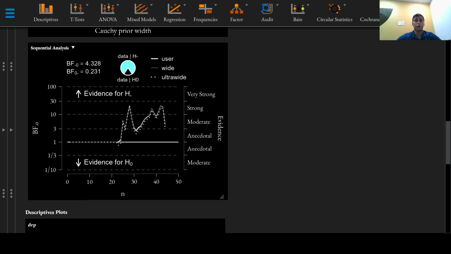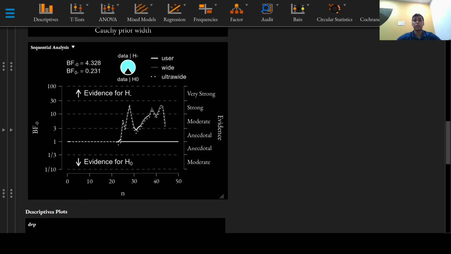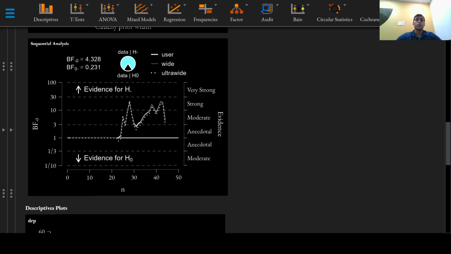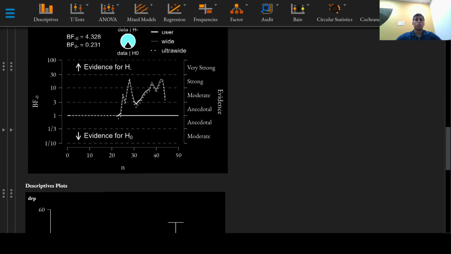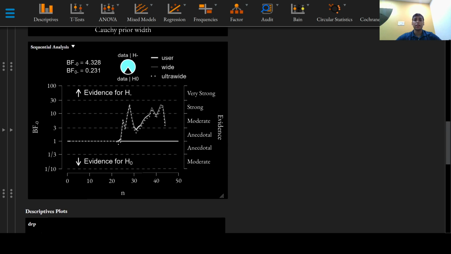The sequential analysis plot displays the development of the Bayes factor as a function of the number of observations using the user-defined prior. This also displays the same probability wheel which we saw previously. This plot actually shows the decisiveness of the evidence in terms of Jeffreys' evidence categories, which I had explained in the previous video.